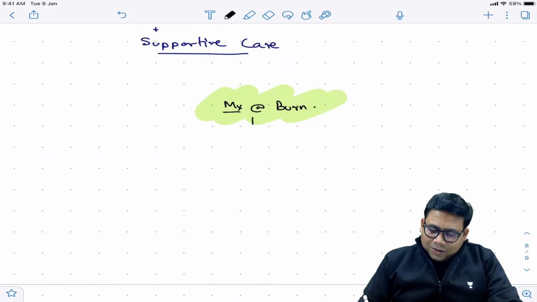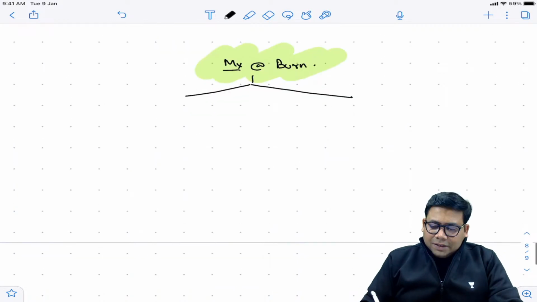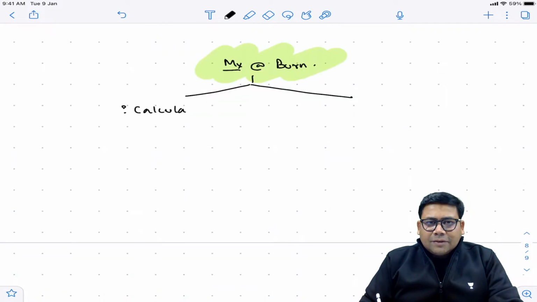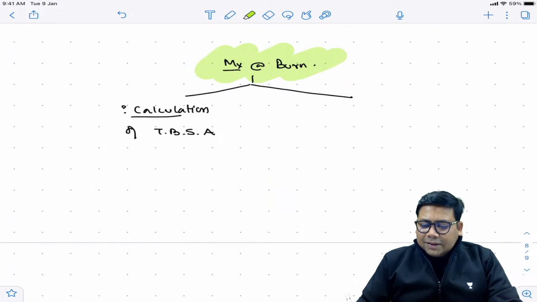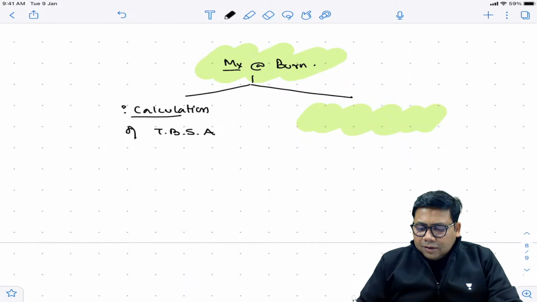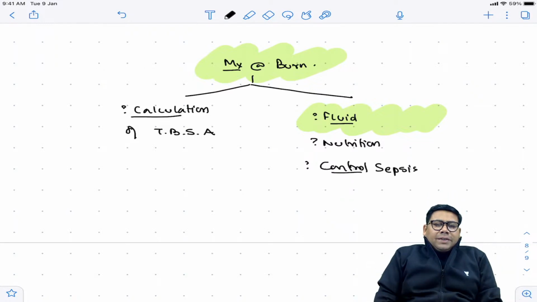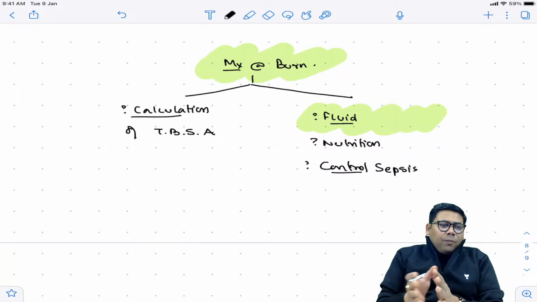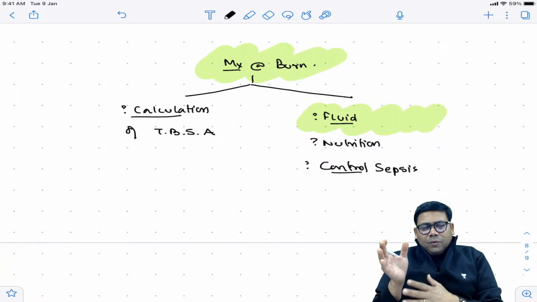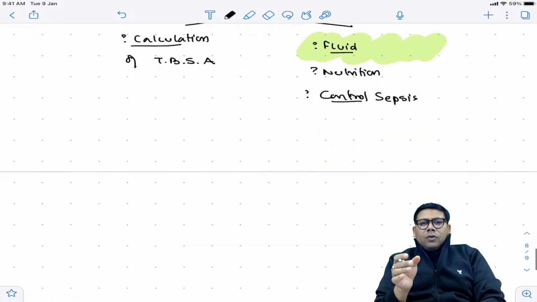Yeah. So there are two things that we need to understand. First is calculation of burn surface area. This is one very important thing, because until and unless you have the total burn surface area, you cannot assess anything. And the second thing is the management in terms of fluids, nutrition, and what? Sepsis. So you need to understand that antimicrobial agents, nutrition, and fluid are the three important pillars. And to understand them, you need to understand what is the total burn surface area.